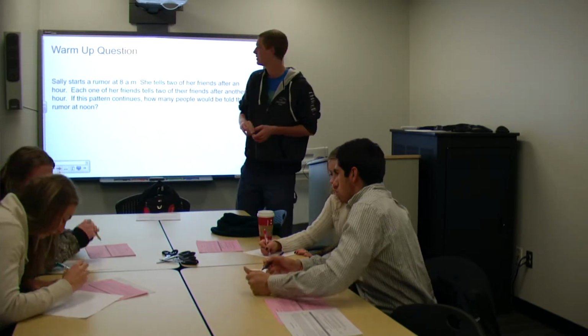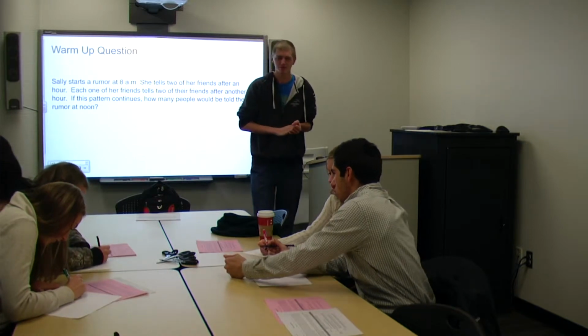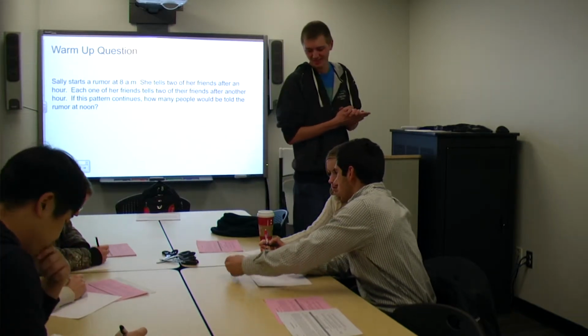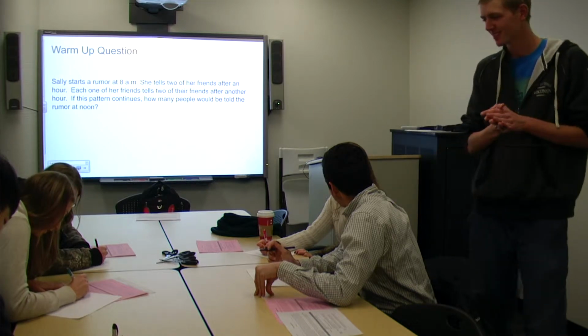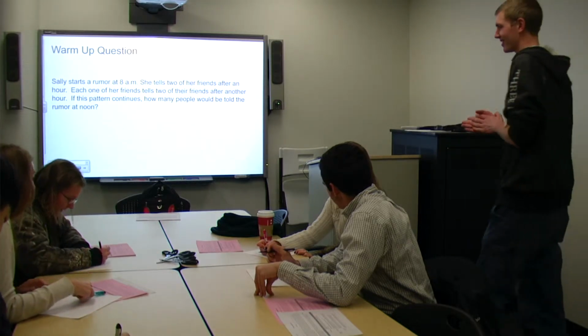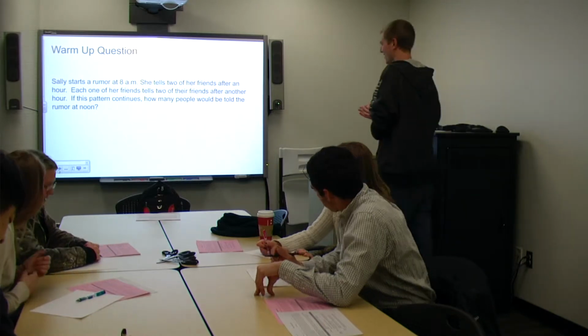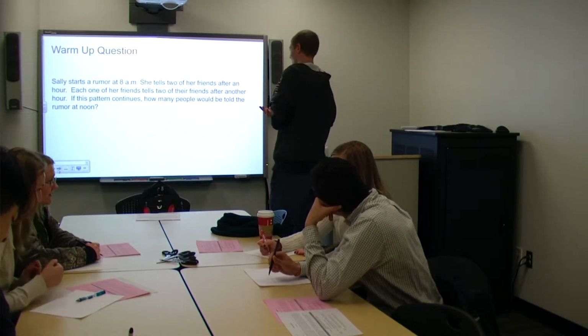Okay, then one person tells two people, and then each of those tells two people. So it's like 1, 2, 3, 4, and then you get eight, because it's 10 o'clock, 11 o'clock, 12 o'clock, 16 people. That's how many people know the rumor, right?